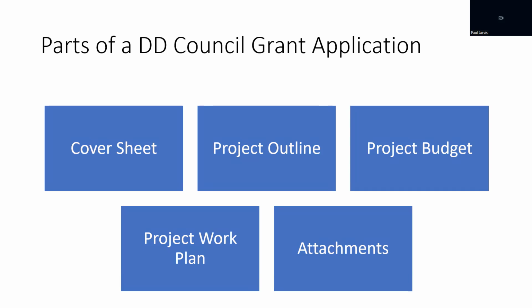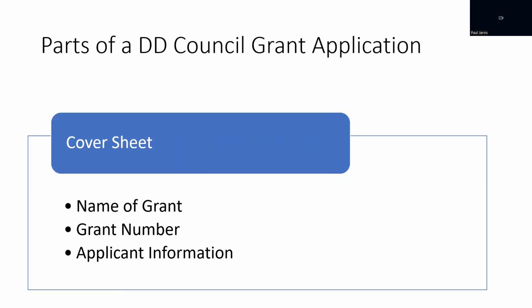Each grant application will include a number of sections. There will be a cover sheet, a project outline, the project budget, a work plan, and any attachments that will help you make a determination on which project to select. As you can guess, the application will include a cover sheet that includes information about the name of the grant, the project number, and information about the applicant, including names of the individuals working on the project.